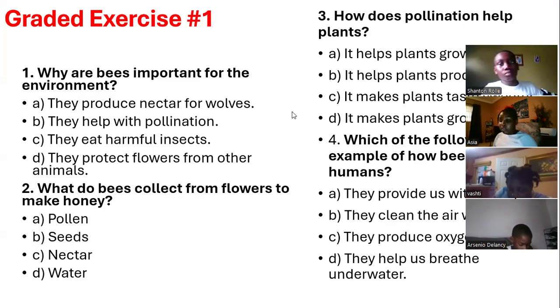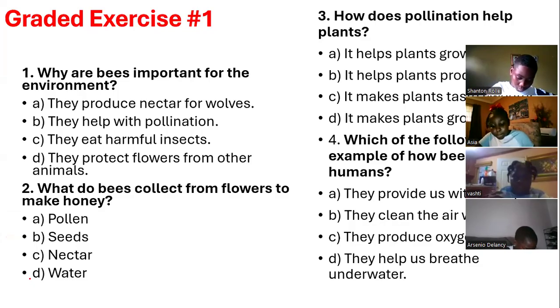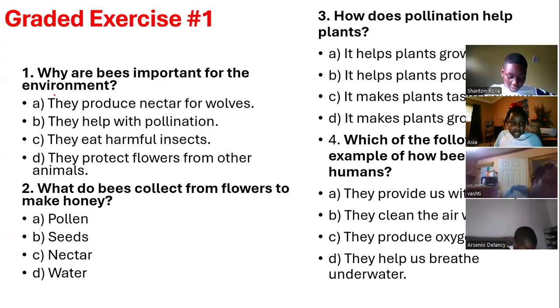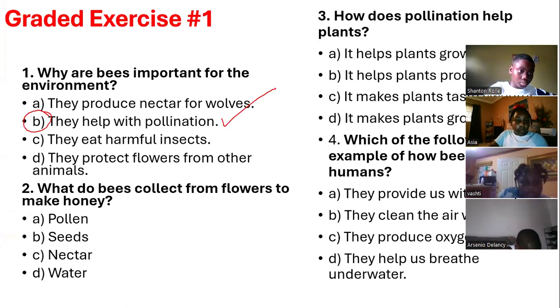All right, so this one says, this is a great exercise. It says, why are bees important for the environment? Which I love for this one. A, B, C, or D? B. Very good. B. Because they help with pollination.